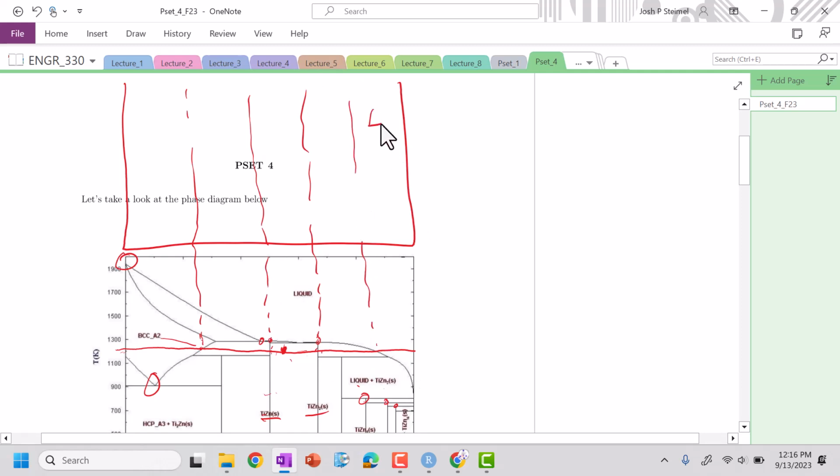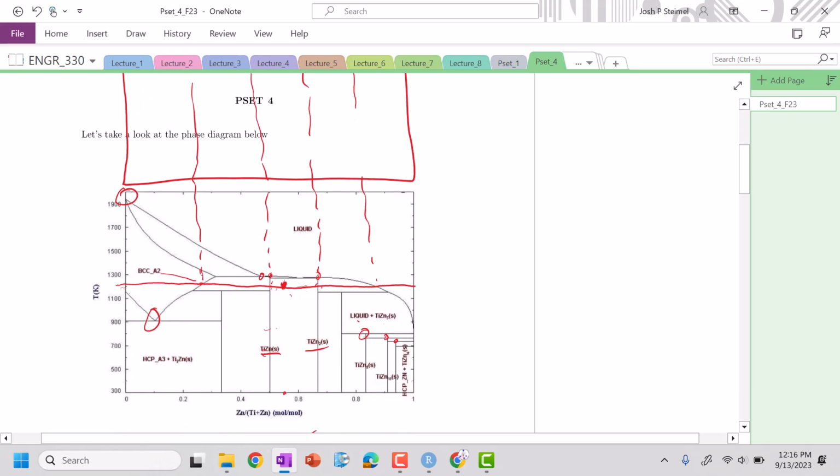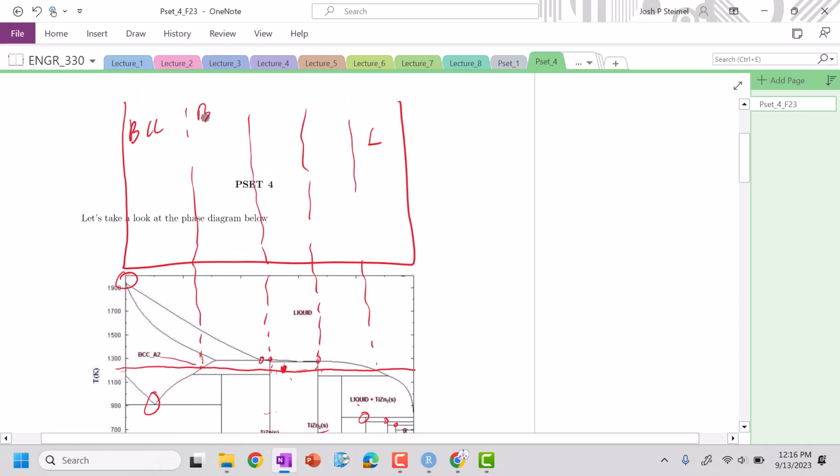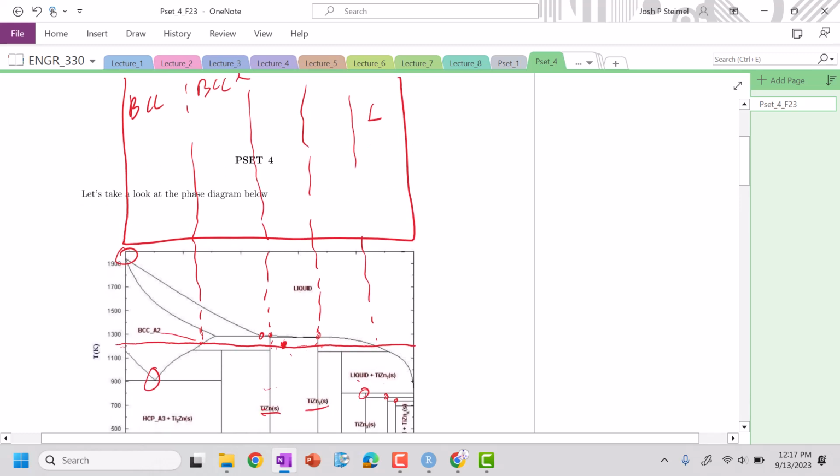So here I'm liquid, here I'm liquid. Or not liquid, excuse me, I'm BCC here. So I'm BCC in this phase. Here to here, I'm in a two-phase region. So I'm in BCC plus TiZn.